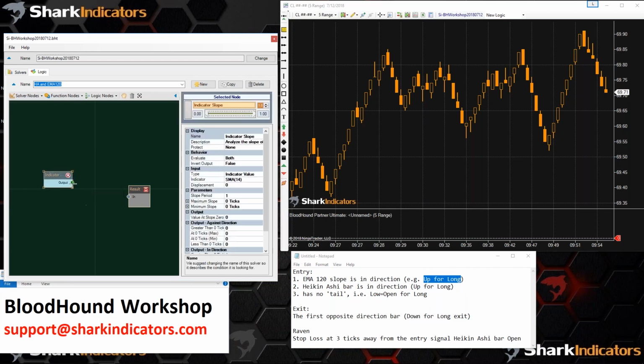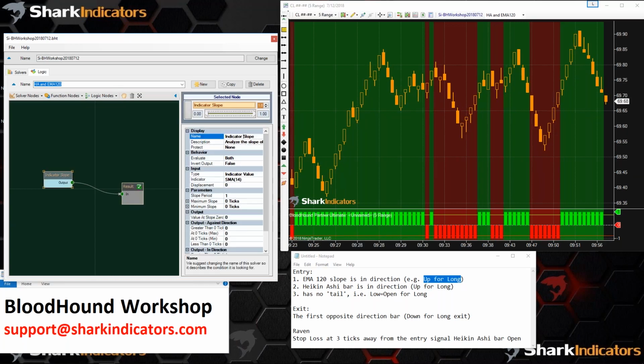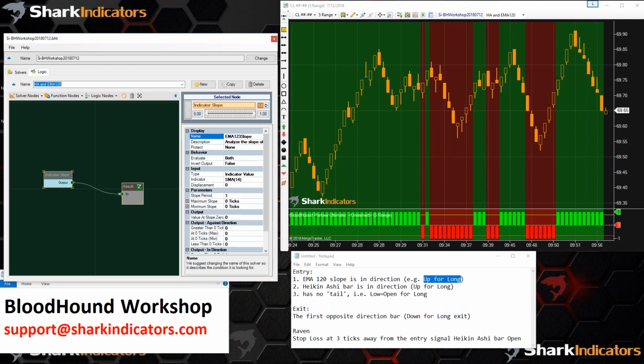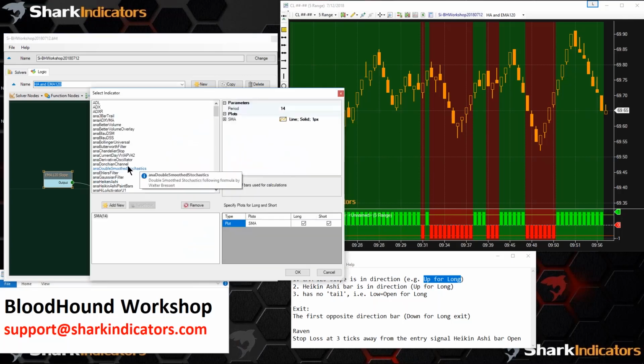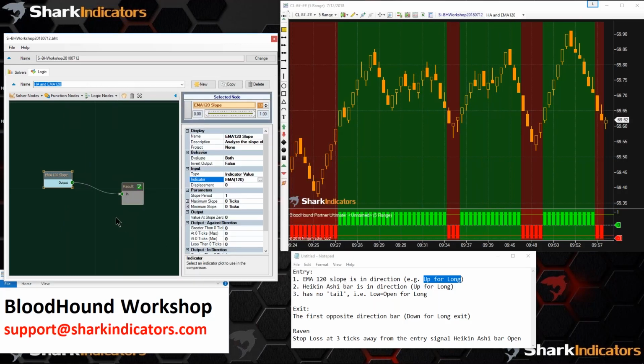like so, and let's connect it up to the result node here. And let's give this a name first. So we'll just call it the EMA 120 slope. So let's go plug the EMA in there. All right, so there's our EMA. Change the period to 120. All right, let's call it good.